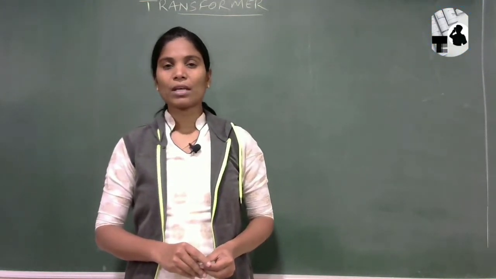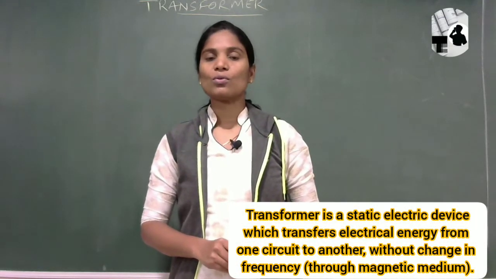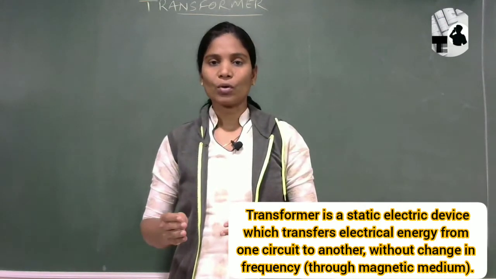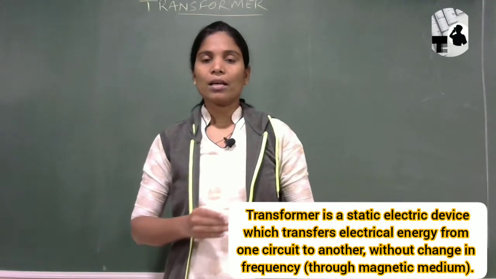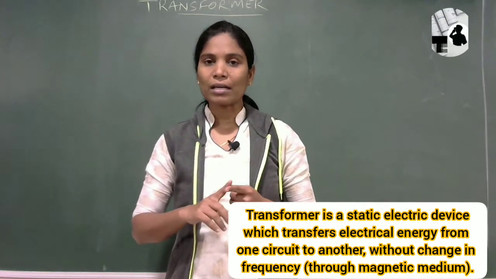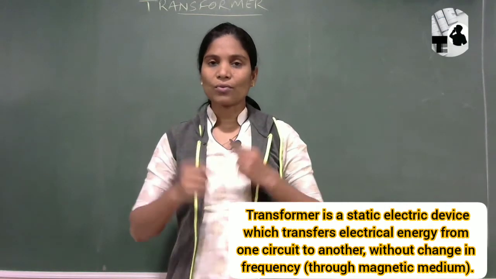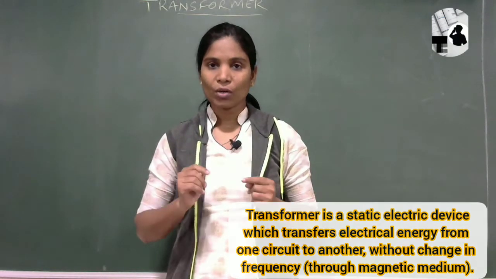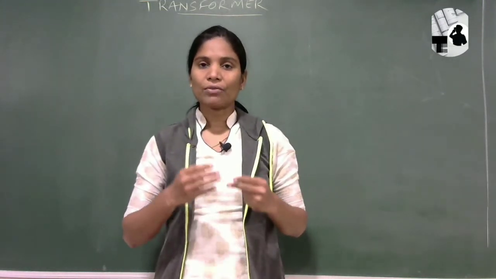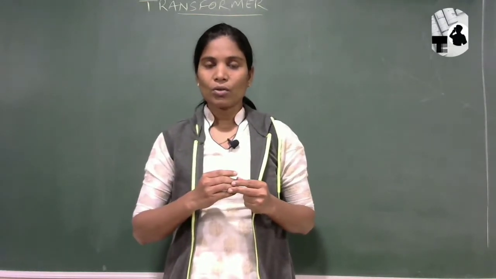By definition we can state that the transformer is an electrical device which is used to transform electrical energy from one circuit to another circuit, without change in frequency, and there is no direct electrical contact between these two circuits. That is, we are going to transform the energy through the magnetic medium. So this is the kind of statement for a transformer, that we can have the transformation of electrical energy from one circuit to another circuit.